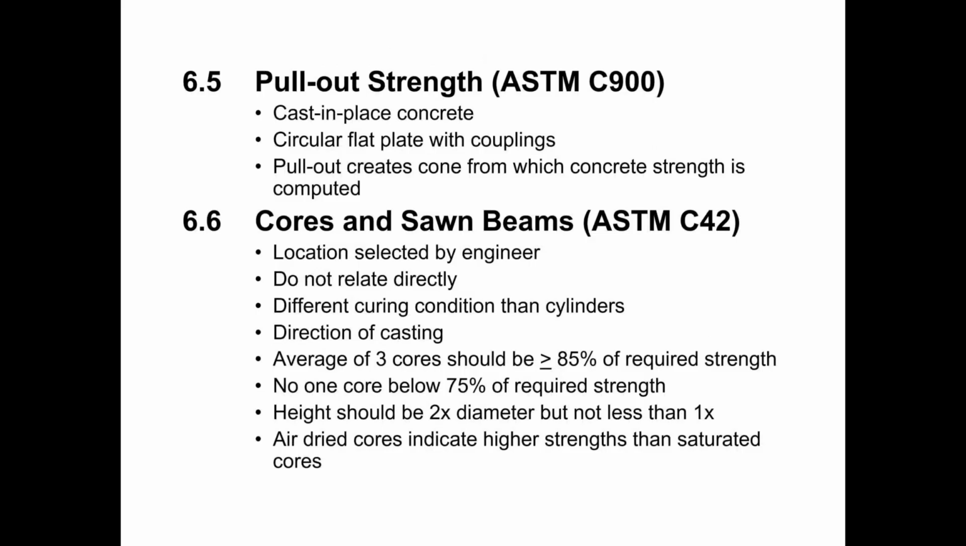Next is pull-out strength, ASTM C900. This is actually a pretty accurate way of assessing concrete compressive strength. The way this test works is that we cast a steel disc into the surface of our precast concrete. That disc has a threaded collar in the center that's exposed to the surface of the concrete.